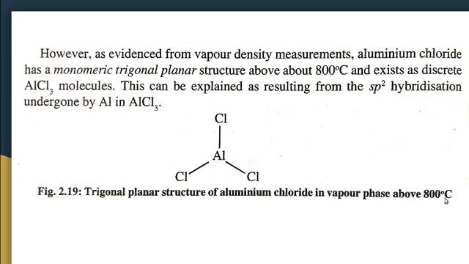So this is about the structure of aluminum chloride. There are two types of structures for aluminum chloride. Aluminum chloride can exist as a dimer at around 400 degrees Celsius, and also when we use non-polar solvents like benzene, and it has sp3 hybridization. And at about 800 degrees Celsius, that means at a high temperature, it can exist as discrete aluminum chloride molecules having a monomeric trigonal planar structure and sp2 hybridization.